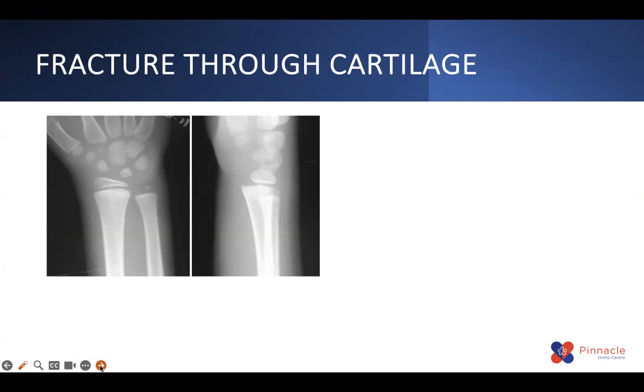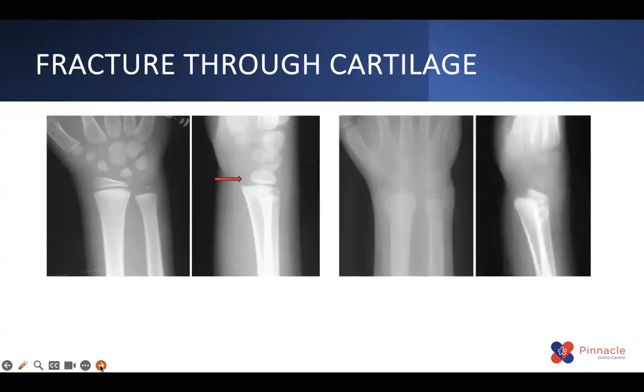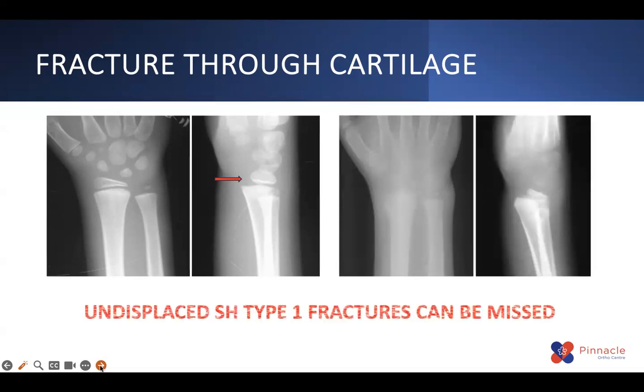So take this example, a history of fall and trauma to the wrist. If you look very carefully, the distal radius epiphysis is slightly displaced, but because the fracture line is going entirely through the distal radius physis, it cannot be seen on the X-ray. So this fracture was missed on first instance, and the child followed up 2 weeks later with a malunited distal radius physeal injury.